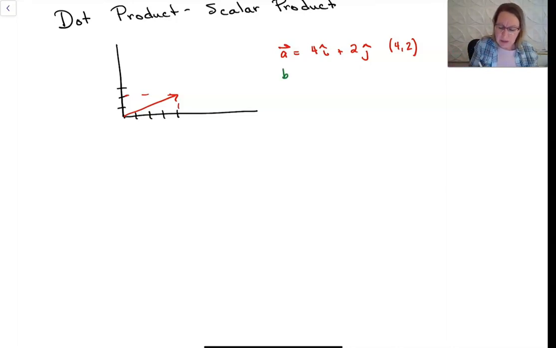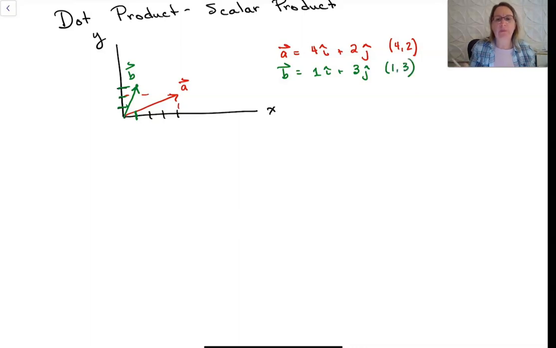And vector B, I'm going to make 1 in the i hat direction plus 3 in the j hat direction. I guess I should have labeled this x and y. So B is going to be 1 unit this way and 1, 2, 3 units this way. So it's going to look like that. So that's B and that's A. And B, of course, will be given by 1, 3.